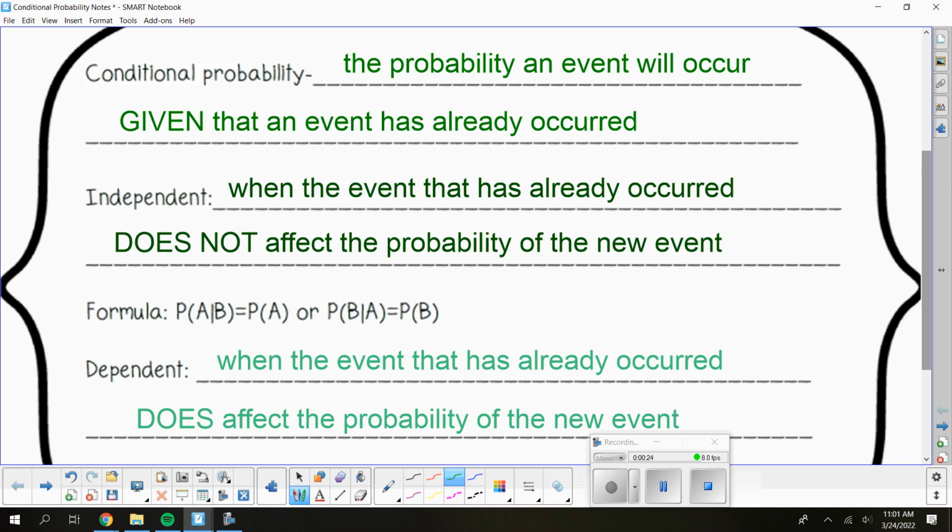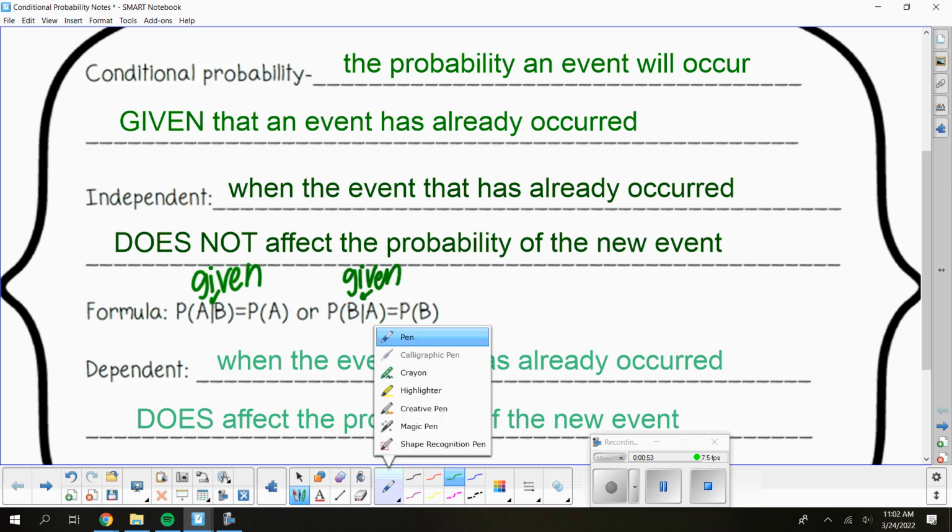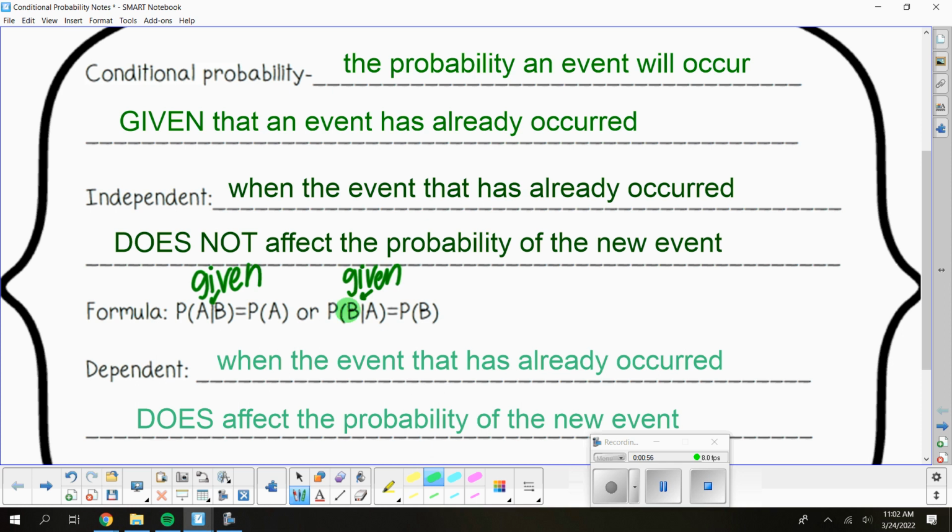So there's two different conditional probabilities, independent and dependent. Independent is when the event that has already occurred does not affect the probability of the new event. The formula for that is the probability of A given, this is our symbol for given, B. That's just going to be equal to probability of A because the B event doesn't affect what's happening. And we could also write it as the probability of B given A, and that's just going to be equal to the probability of B, again because whatever's happening with A doesn't matter. So you would be just finding essentially the probability of the first thing given to you.